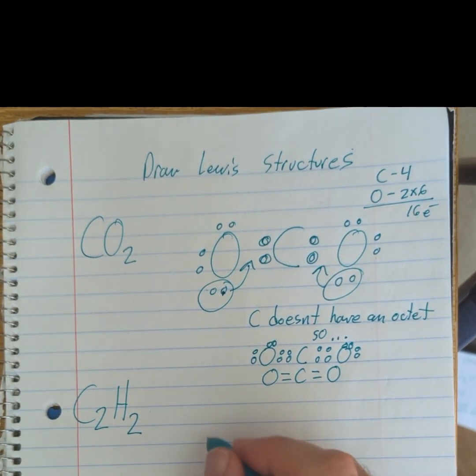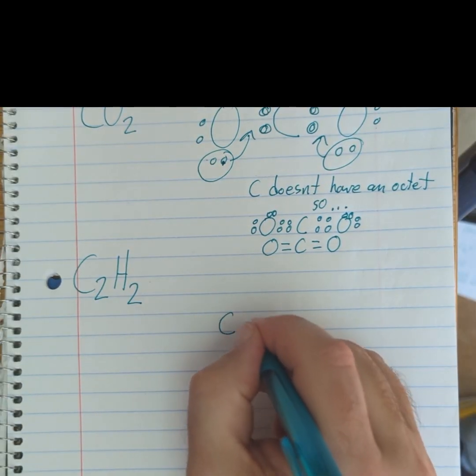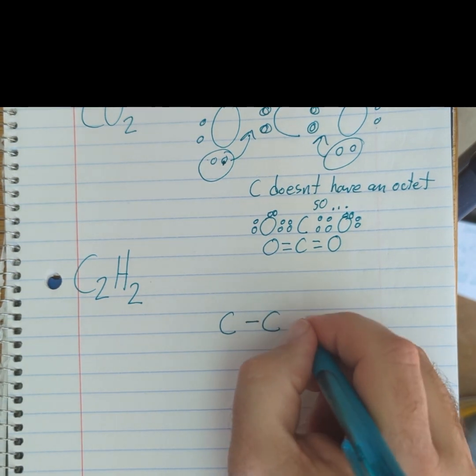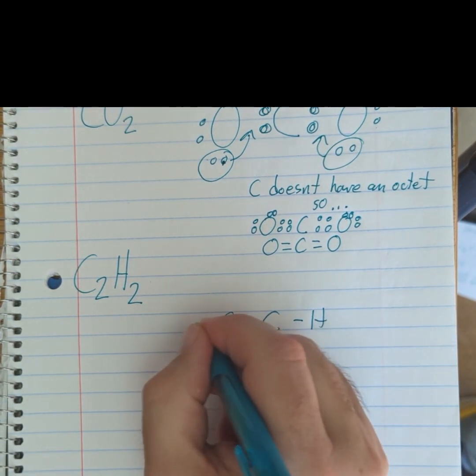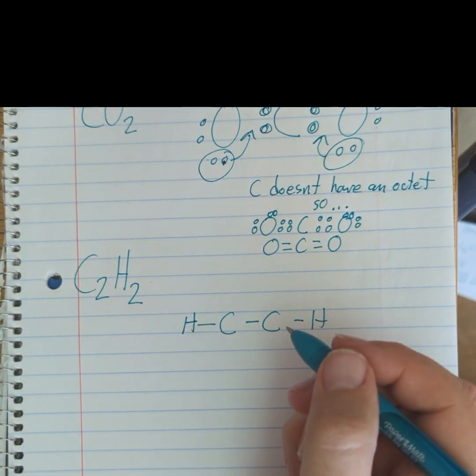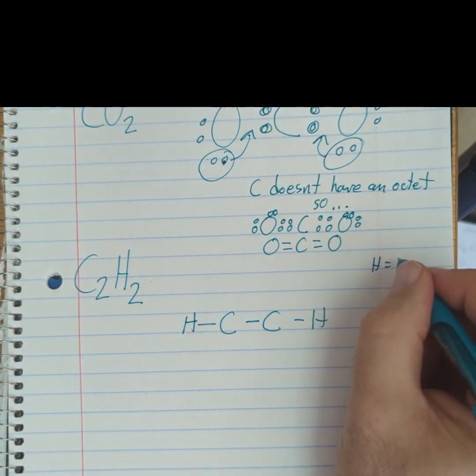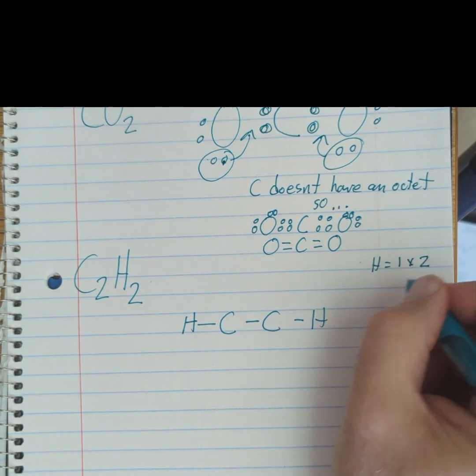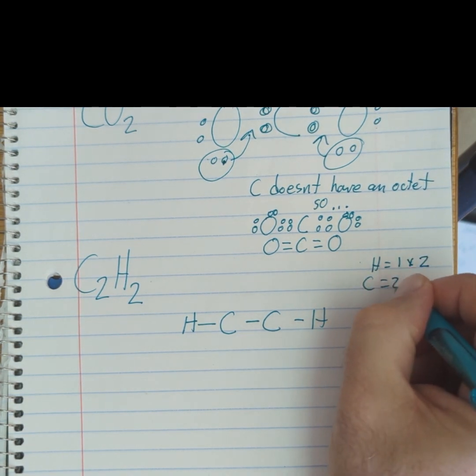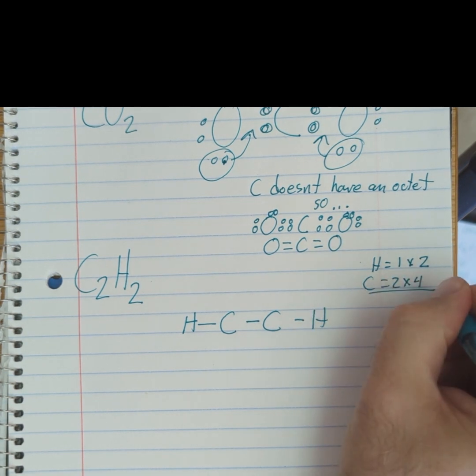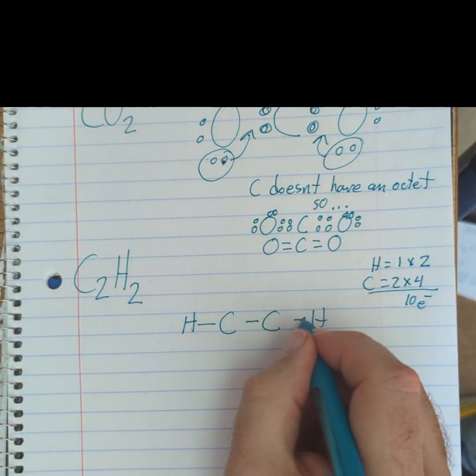Okay? Now, for C2H2. All right, so we've got the 2 carbons, and then we have 2 hydrogens. Hydrogens always go on the outside. And we're going to add up our valence electrons again. We've got 2 hydrogens, so that's 2 valence electrons. We have 2 carbons, so that's a total of 8. That means we have a grand total of 10 valence electrons.